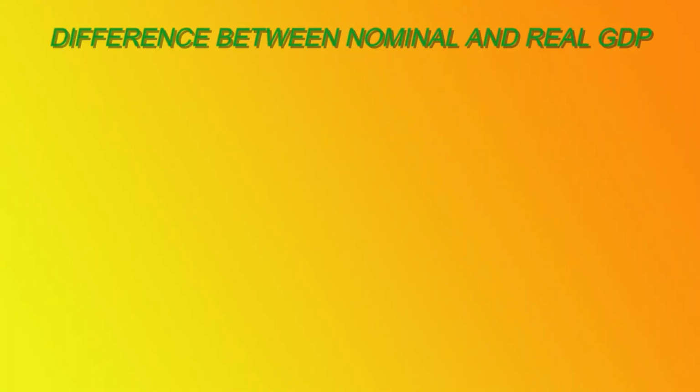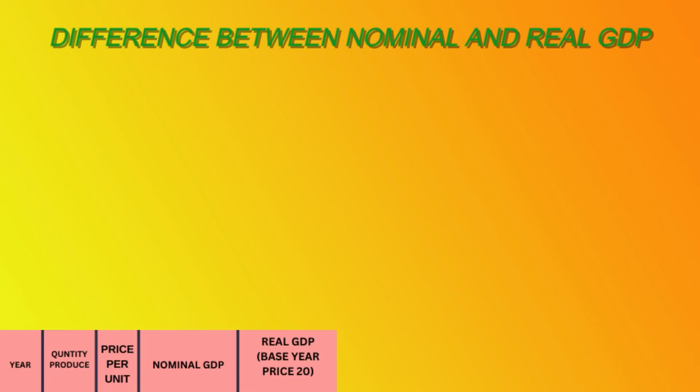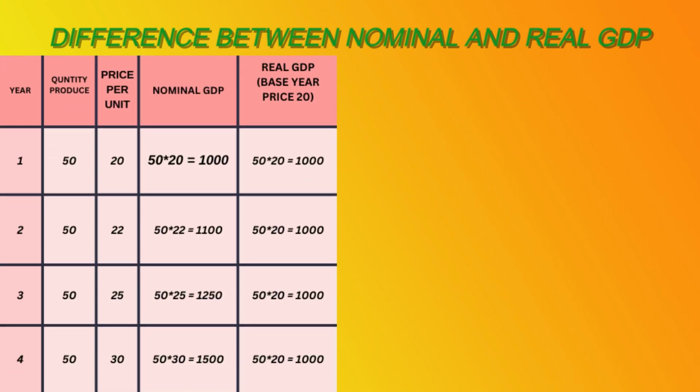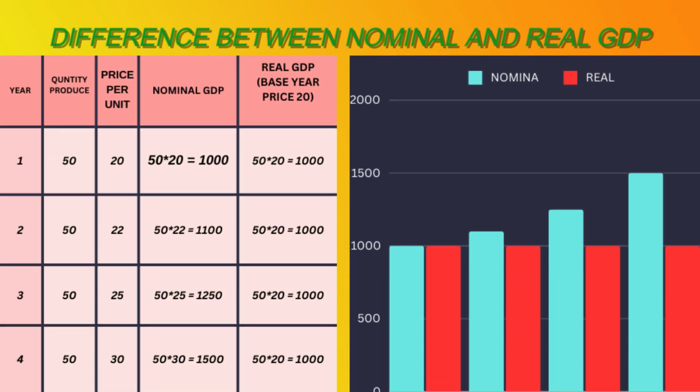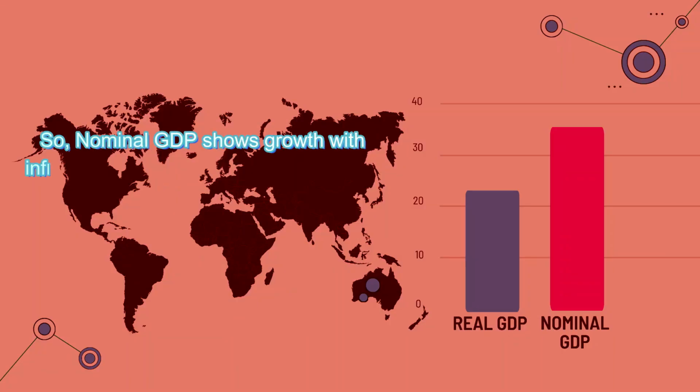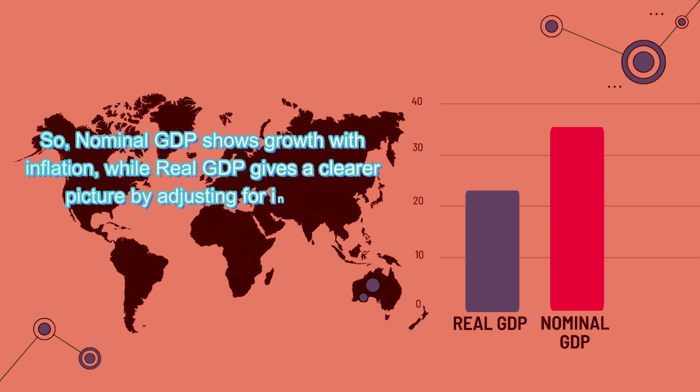Let's understand with an example. In this diagram, we see that nominal GDP goes up every year because prices are rising, even if we are producing the same amount of goods. Real GDP stays the same because it removes the effect of price increases, showing the actual production level. So, nominal GDP shows growth with inflation, while real GDP gives a clearer picture by adjusting for inflation.